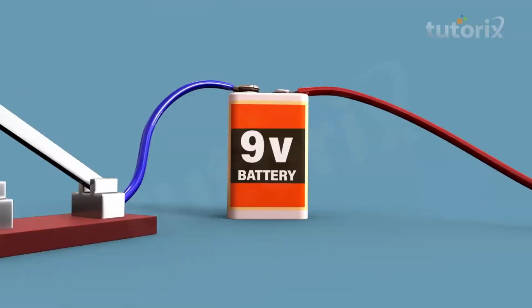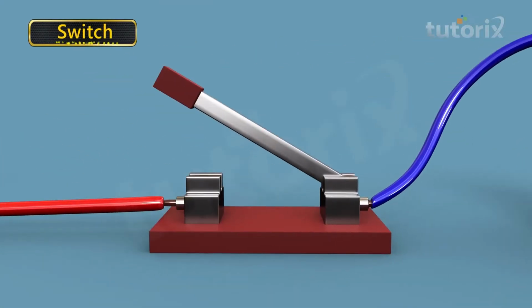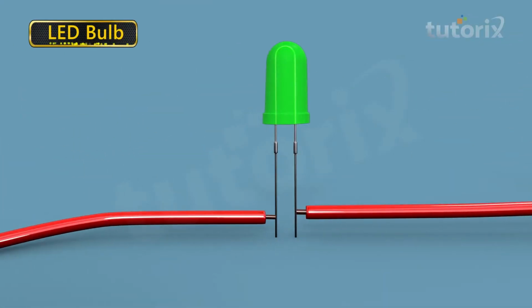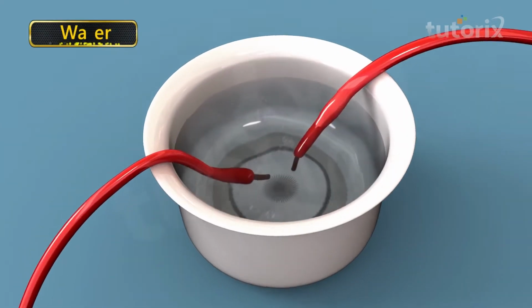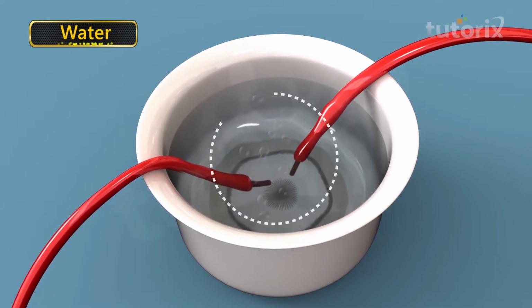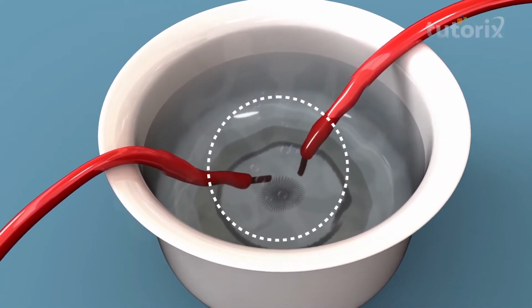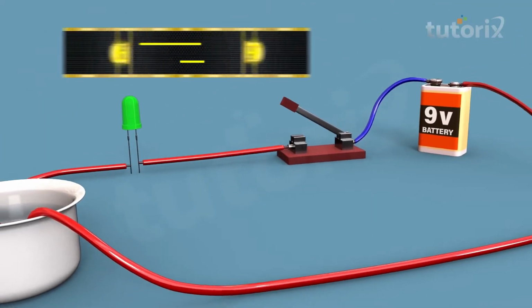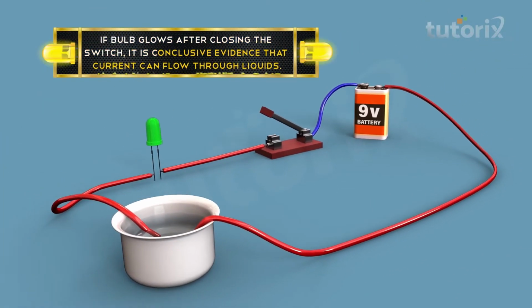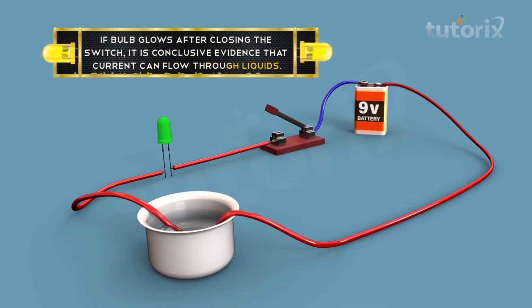Now, in the circuit, we have a 9-volt battery, a switch, an LED bulb which glows even when small amounts of current flow through the circuit, and a container containing water. Now, you can see that the wires going inside the container are not really touching. This means that if the bulb glows after closing the switch, it is conclusive evidence that current can flow through liquids.